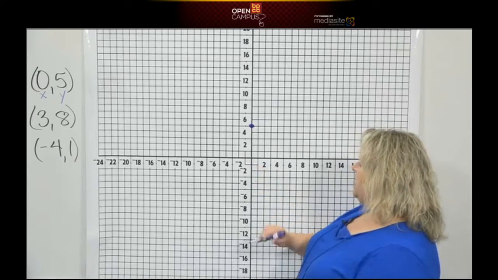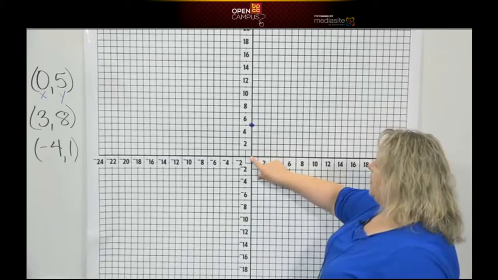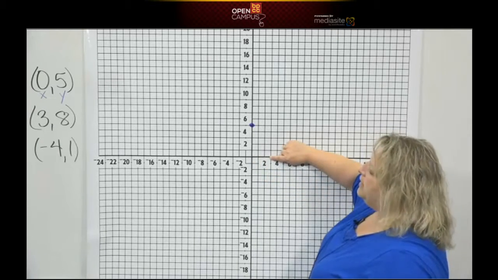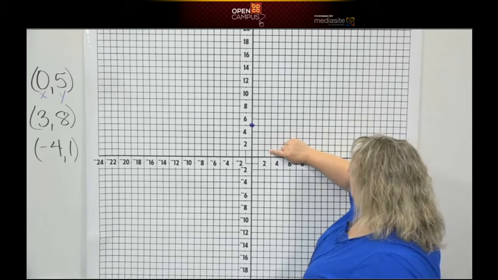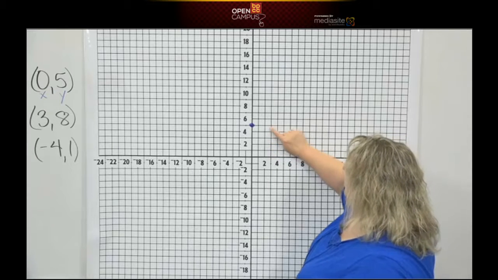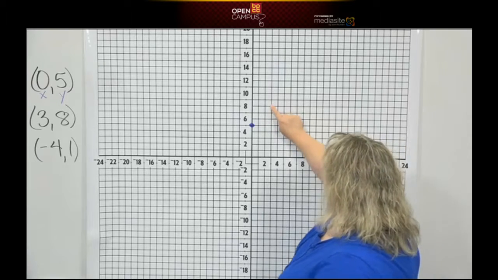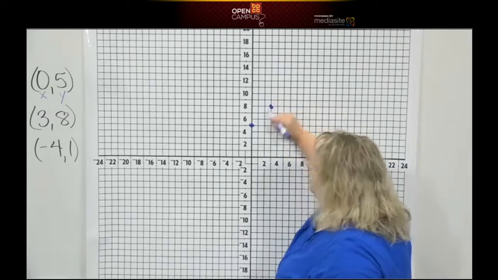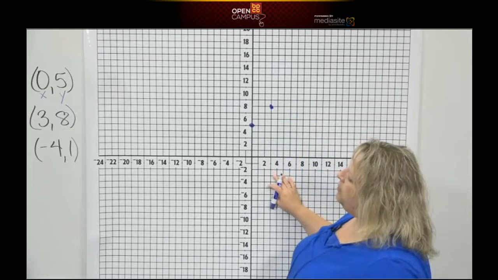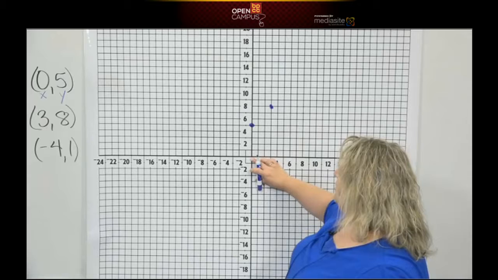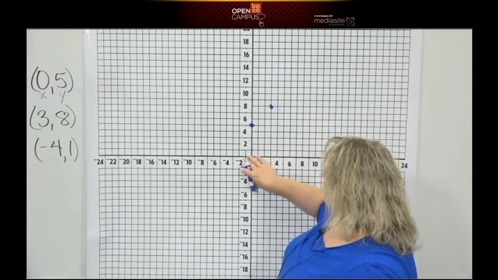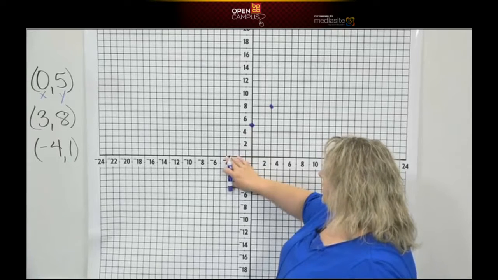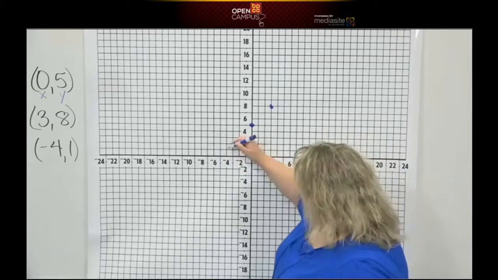Okay, now let's go to the next one, which is (+3, +8). So for +3, I'm going to go to the right. 1, 2, 3. And then it's +8, so I'm going to count up. 1, 2, 3, 4, 5, 6, 7, 8. And I'm going to put my point right there. My last point is (-4, +1). So I'm going to go over here, -1, 2, 3, 4. Here's -4 right here. And then +1 is up 1, so that's right there.